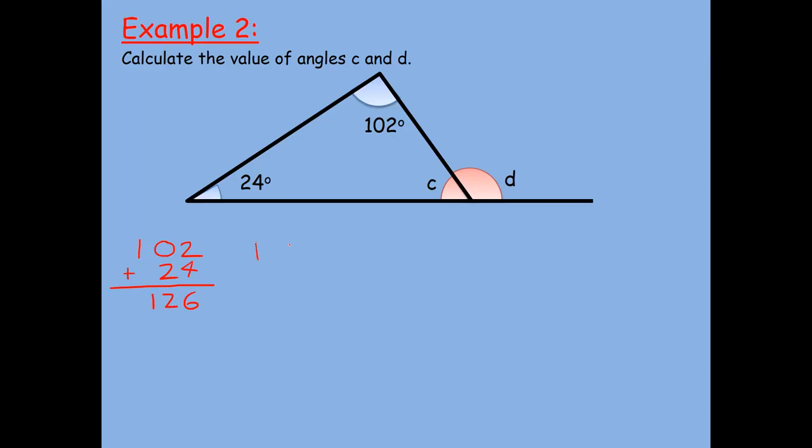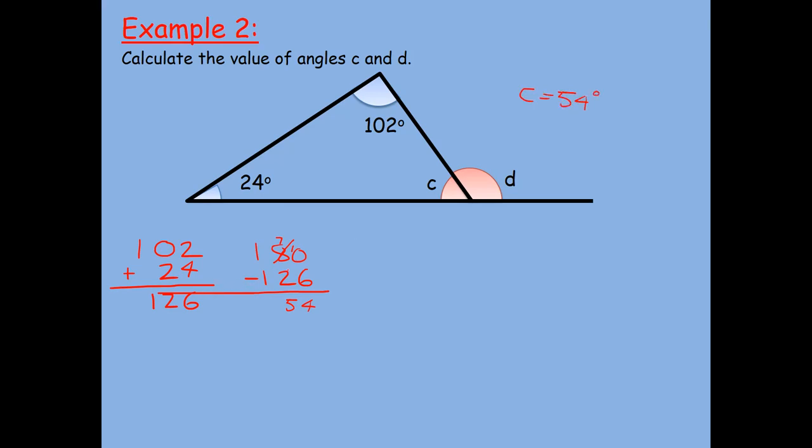So we're going to then have 180 take away 126. 0 take away 6 can't do, so I'm going to borrow again. 10 take away 6 is 4. 7 take away 2 is 5. 1 take away 1 is 0. So we've got C. We'll put that up here to make it nice and clear. C is equal to 54 degrees.